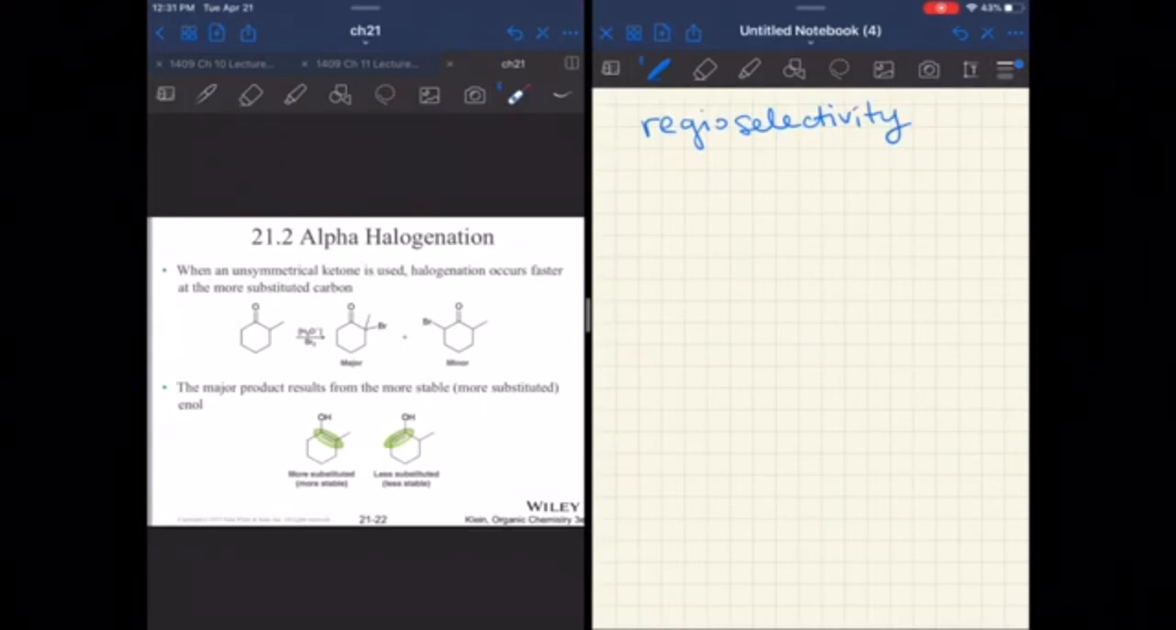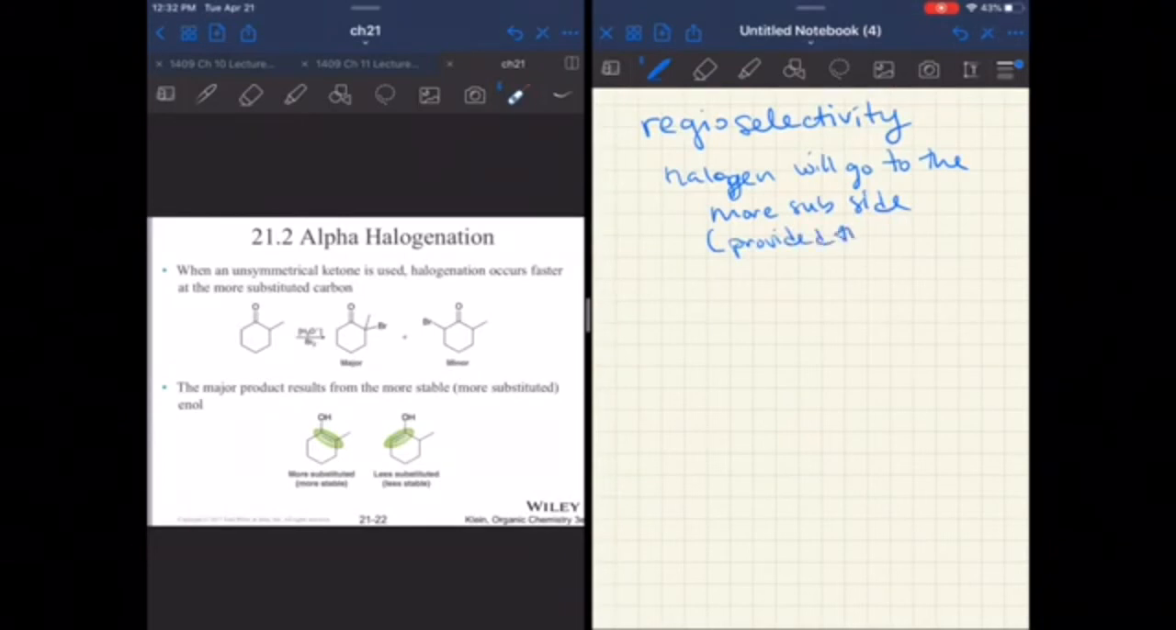Regioselectivity. In that last example that I gave, it didn't matter if the bromine went to the right or the left. But what if it's asymmetric? The halogen will go to the more substituted side, provided there is at least one hydrogen. It's not going to replace an R group, but it will replace a hydrogen.